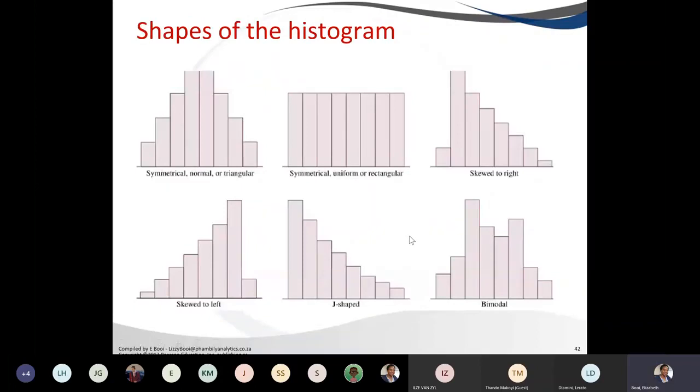Okay, when we have a histogram, we can also tell the shape of the data that we are looking at. We can see that it's either symmetrical, uniform, right skewed, left skewed, or bimodal. All this just gives you the summary or description of the distribution of your data.